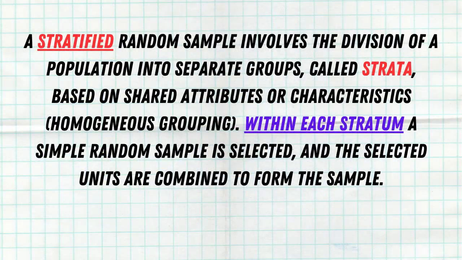The next random sampling technique is known as a stratified random sample. Let's talk about the definition. A stratified random sample involves the division of a population into separate groups called strata, based on a shared attribute or characteristics, homogeneous grouping. If people are put into the groups because they have something in common or they have something that they share, that's called homogeneous grouping. Now, within each stratum, a simple random sample is selected, and the selected units are combined to form the sample.